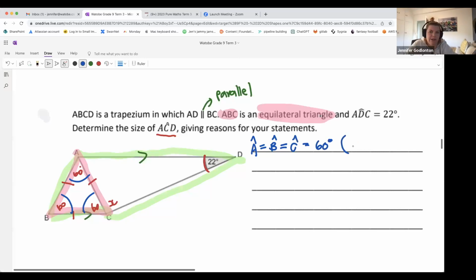What would my reason be for that, do you think? I would accept two different reasons here. How did we know that they were all 60? Okay, yeah, if you wrote equilateral triangle, I'd be happy with that. There's another reason I would also be happy with. Sum of angles in a triangle, absolutely. We know that they are 60 degrees because all of the angles are the same, and we know that it's 180 degrees. So we can say sum of angles in a triangle. Beautiful. Okay. How are we going to find X now?